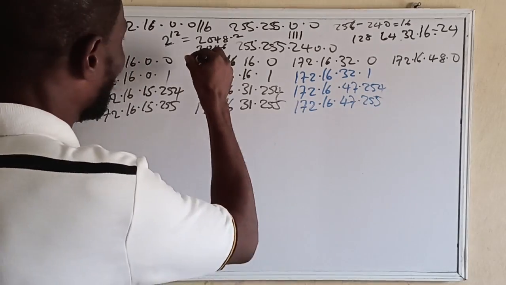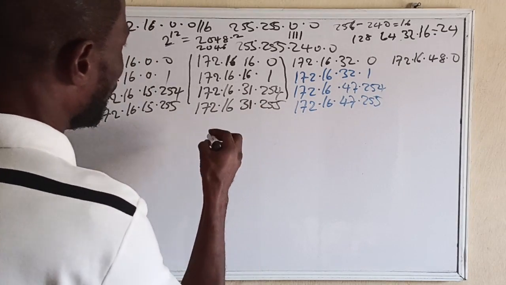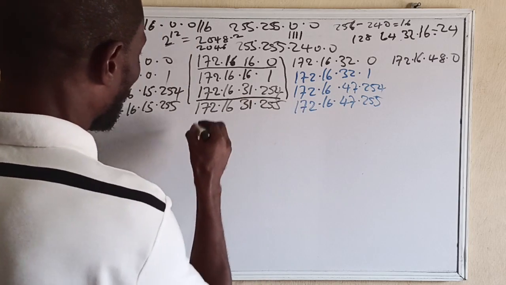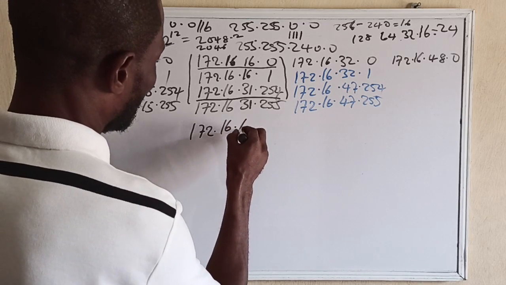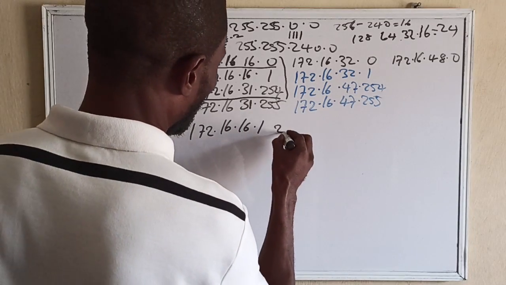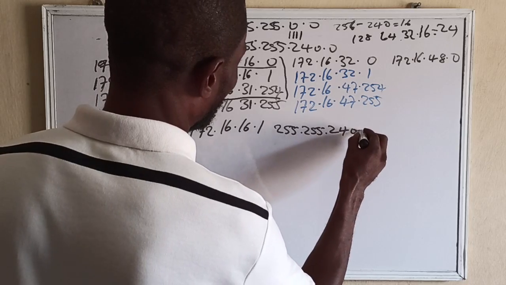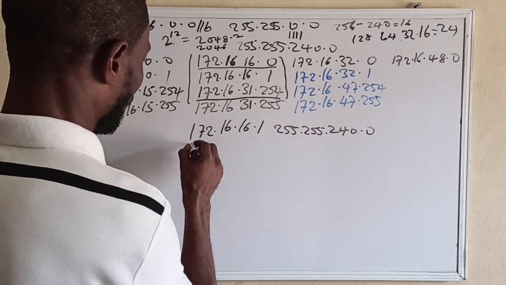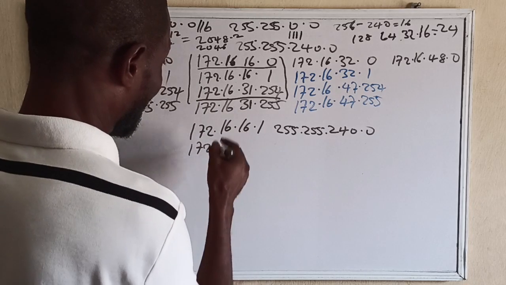Let's say that this address space was assigned to us, and this is where we get our valid hosts. This is not among them; this is the network address, and this is the broadcast address. So we start assigning from here, 172.16.16.1, with subnet mask 255.255.240.0. That's the first usable IP address here.